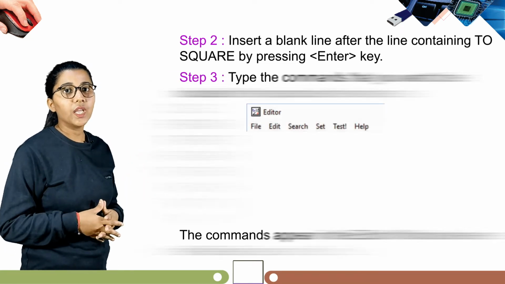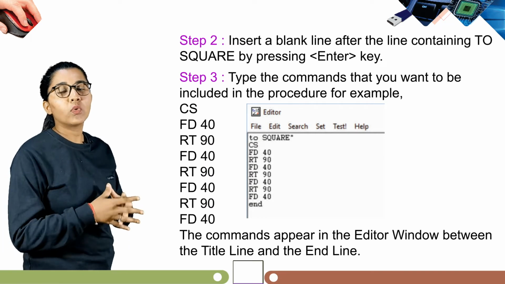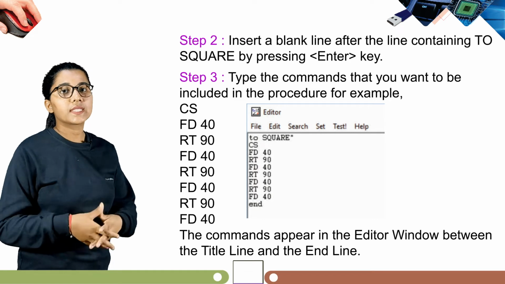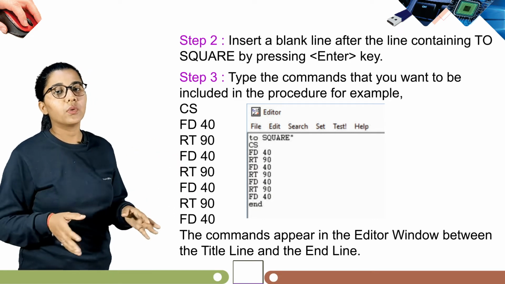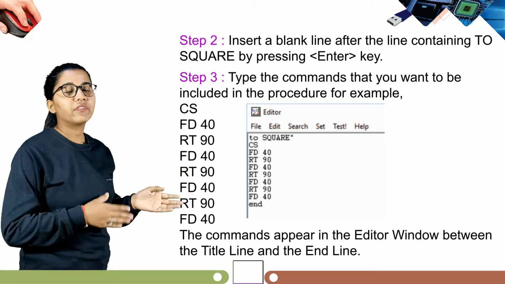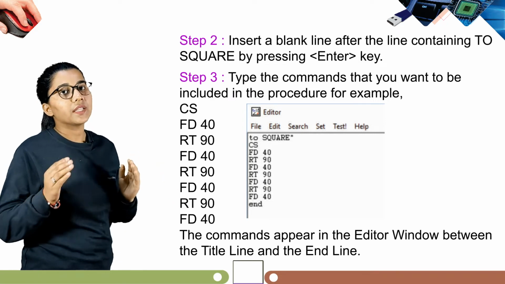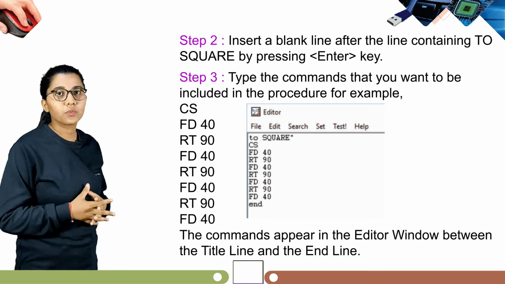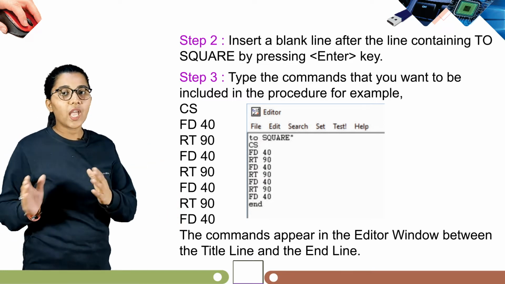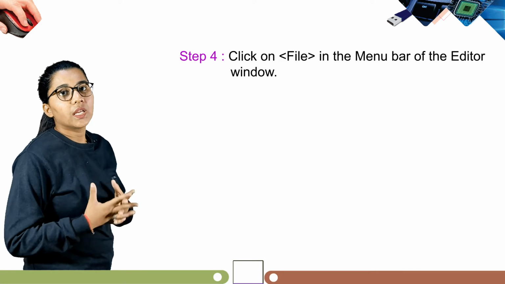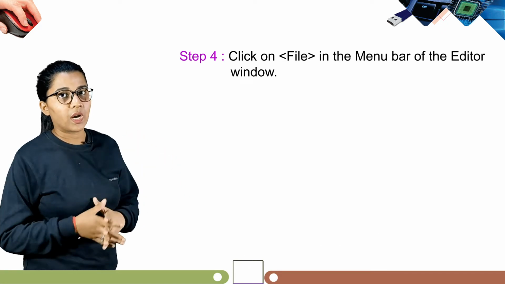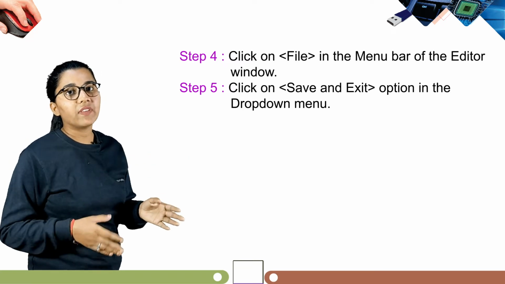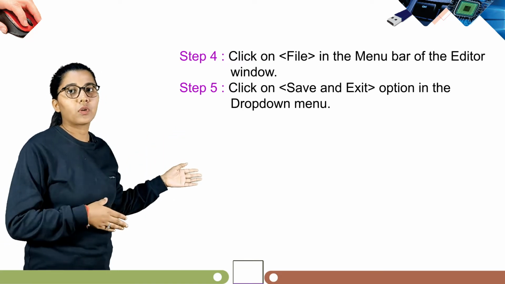Now, step 3, type the commands that you want to be included in the procedure. For example, CS, FD 40, RT 90, FD 40, RT 90, FD 40, RT 90 and FD 40. Then the end line. Now step 4, click on file in the menu bar for the editor window. Step 5, click on save and exit option in the drop down menu.